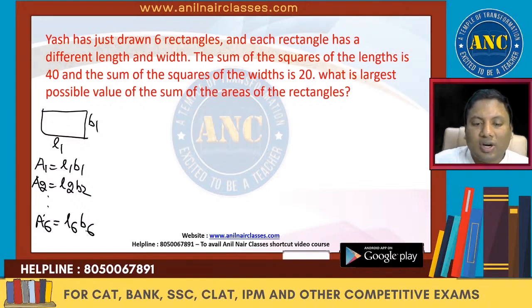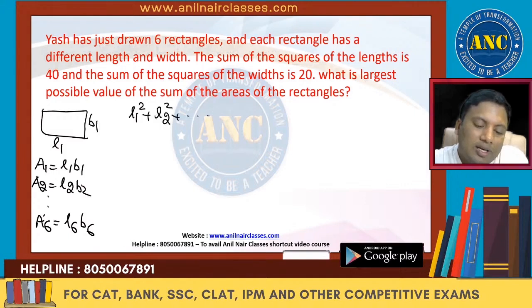Yash has just drawn 6 rectangles. Each rectangle has a different length and width: L1, B1, L2, B2, L3, B3, up to L6, B6. Sum of the squares of the lengths is 40. That is, L1 square plus L2 square, and so on, the sixth rectangle length being L6 square. It is nothing but 40.